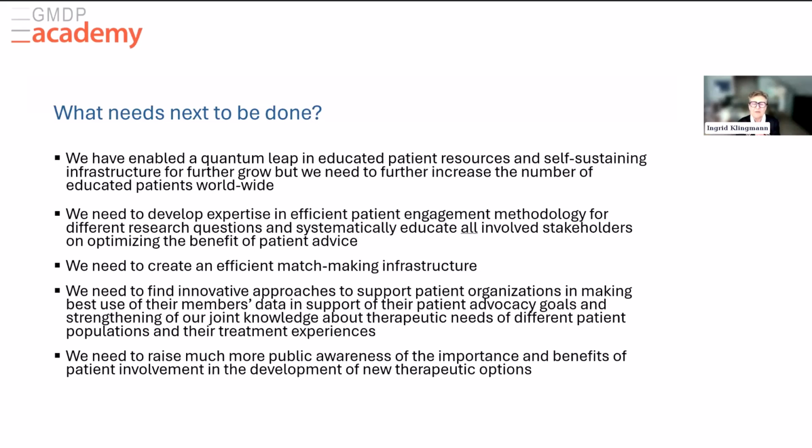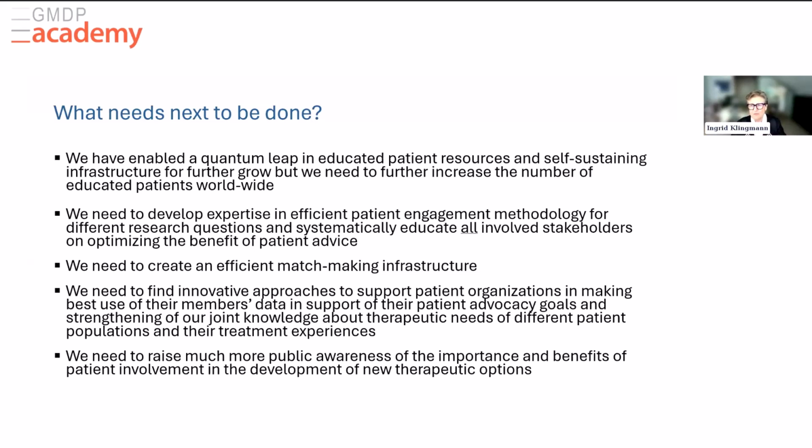What is clearly missing is an efficient matchmaking infrastructure between sponsors, academic and industry sponsors, competent authorities, ethics committees, looking for patients, and patients who are willing and interested and looking themselves for opportunities to contribute. So we have no matchmaking infrastructure.